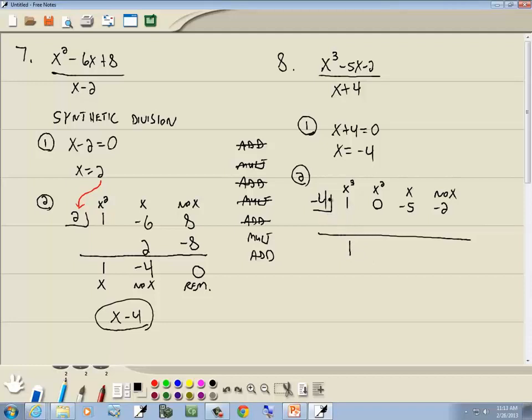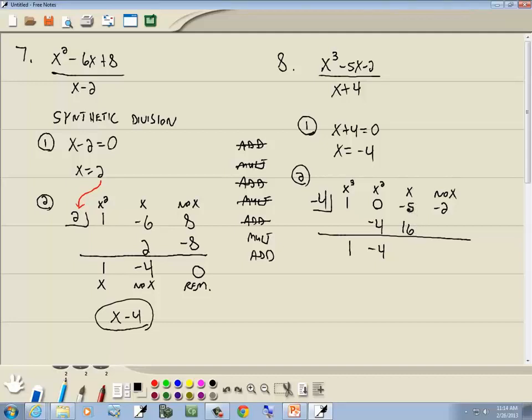You always multiply by the number up in the box, by the number you just put down here. Negative 4 times 1 gives us negative 4. Then we want to add. 0 plus negative 4 gives us negative 4. Then we want to multiply. You always multiply by the number up in the box, by the number you just put down there. Negative 4 times negative 4 is 16.